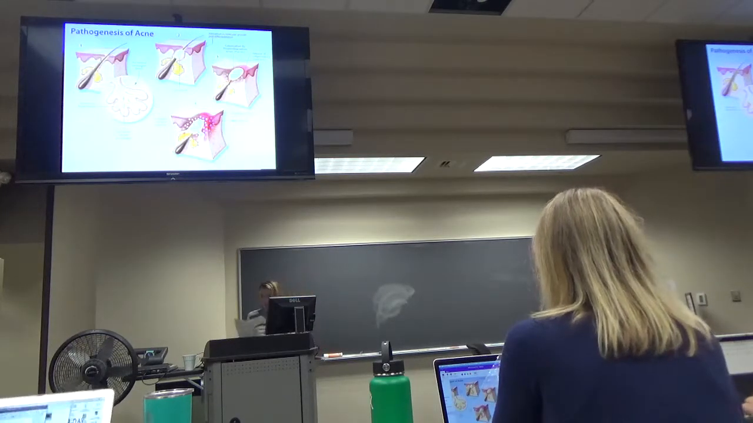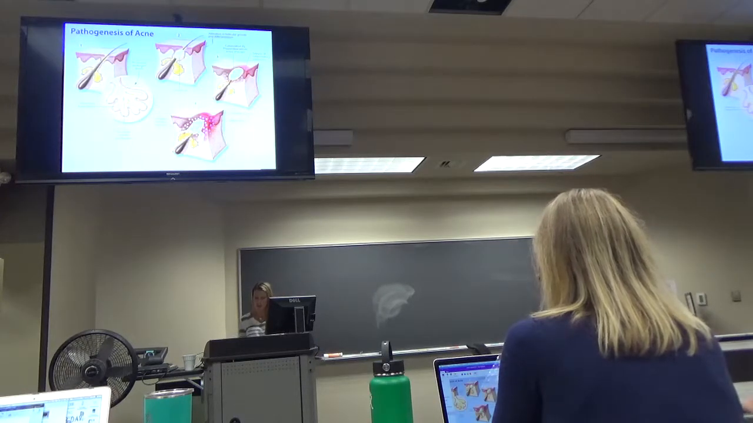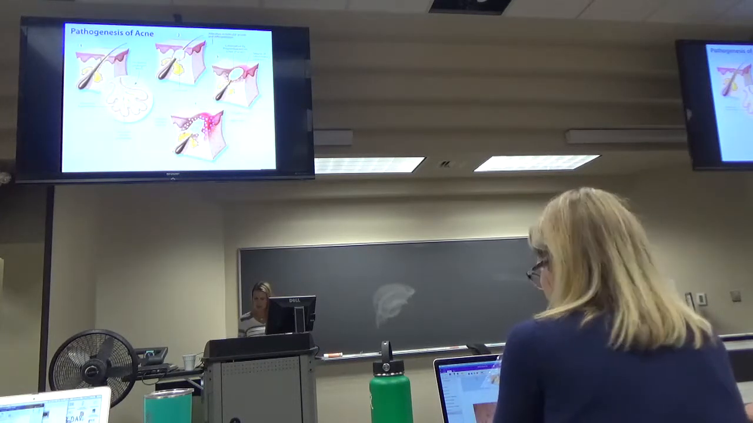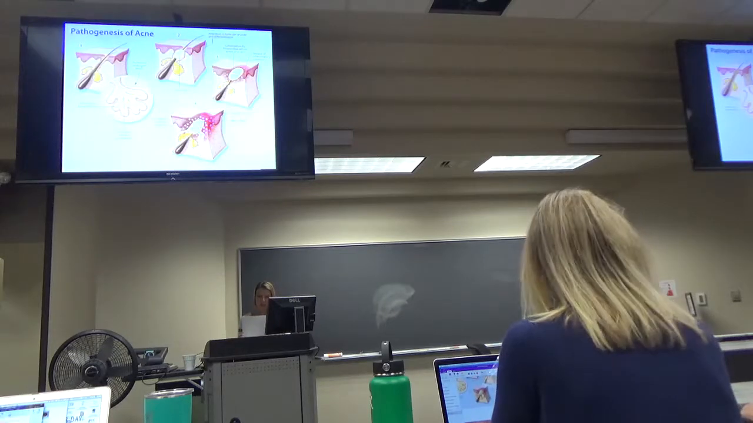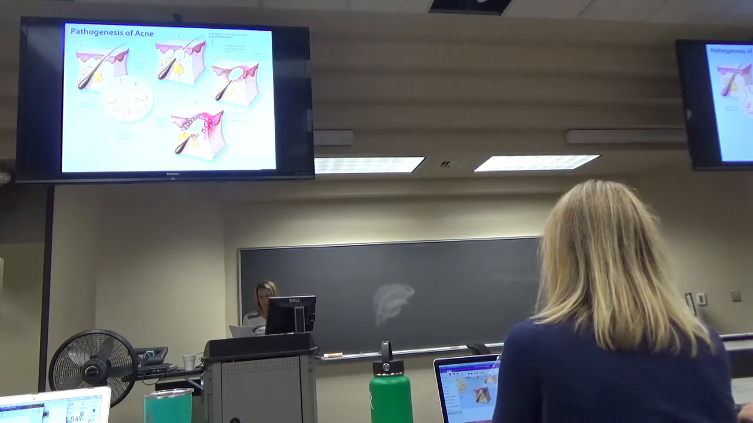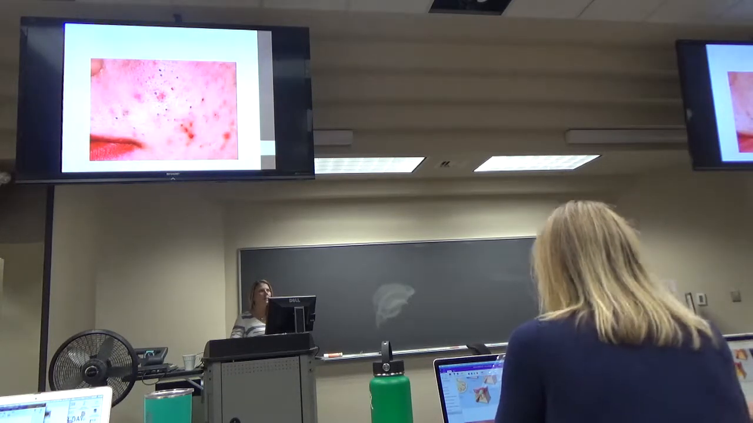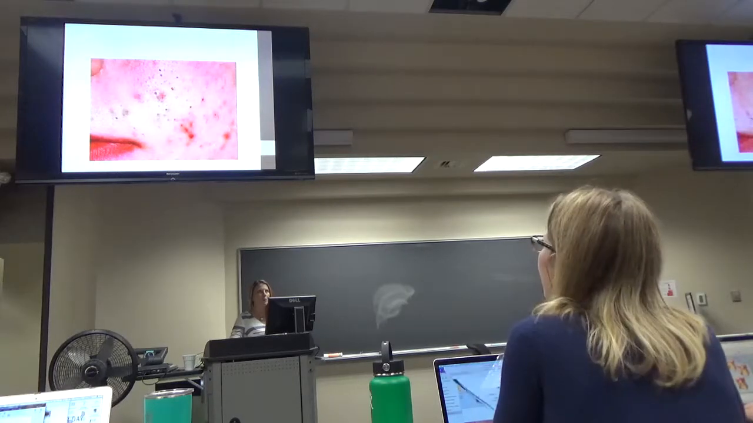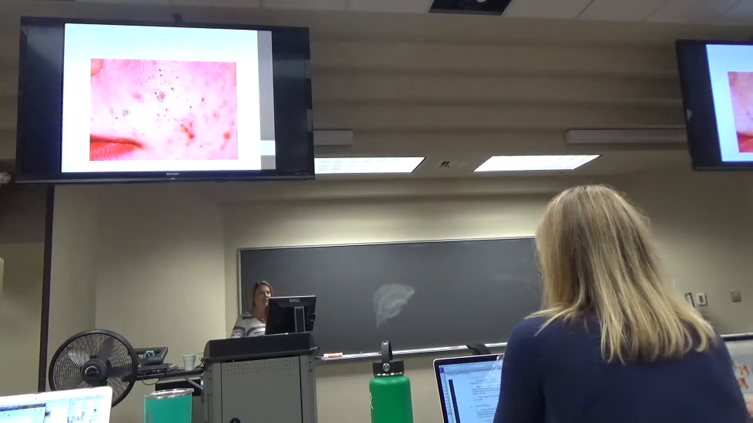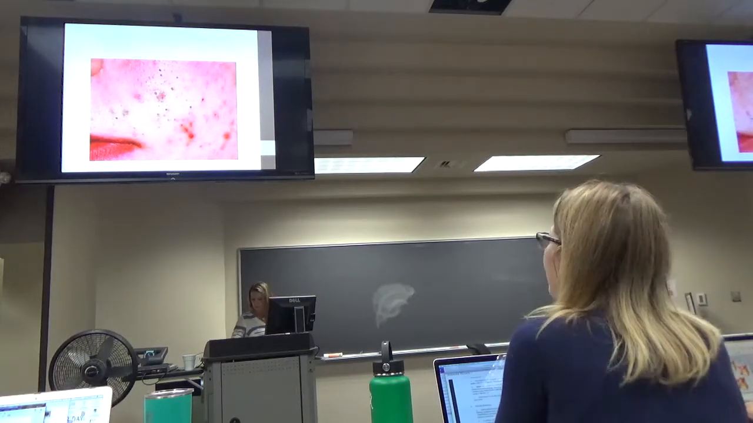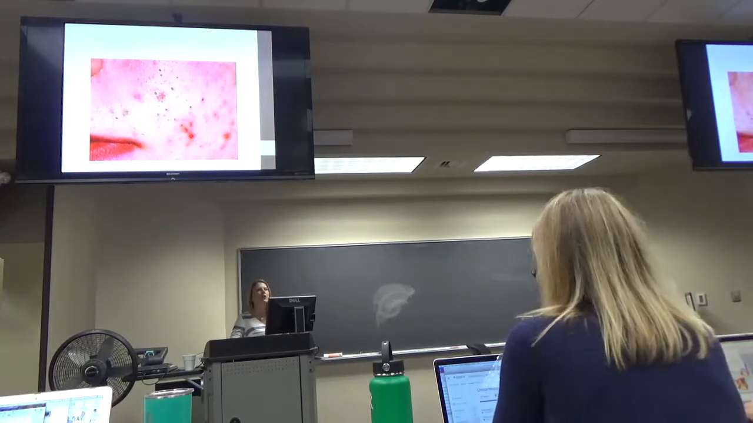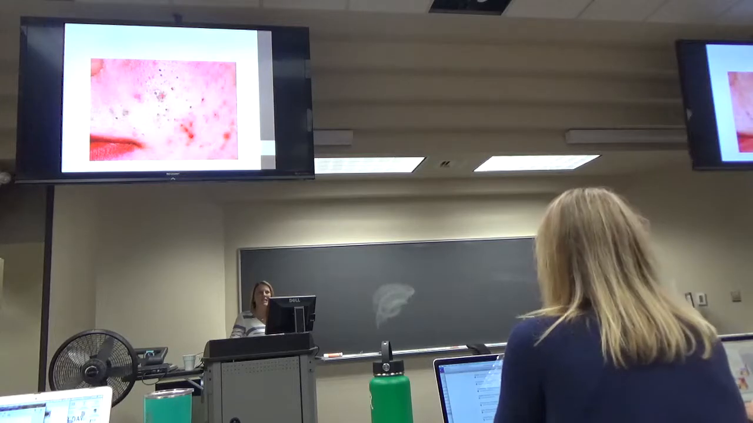So going down to clinical features, typically what you see with acne are a combination of lesions, including comedones, papules and pustules, nodules, and cysts. So this is an example of open comedones or blackheads. Not a lot of inflammation, some inflammation, but mostly blackheads. Closed comedones are whiteheads. My bad. Open comedones are blackheads. Does that make sense?